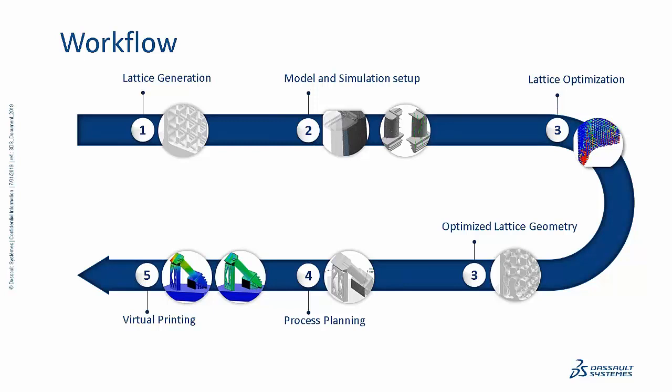You take this optimized lattice turbine blade geometry, position it on the build plate, get some supports, plan your build, and then perform virtual printing of it. So this is the overall workflow, and this is what you will be seeing in this presentation.